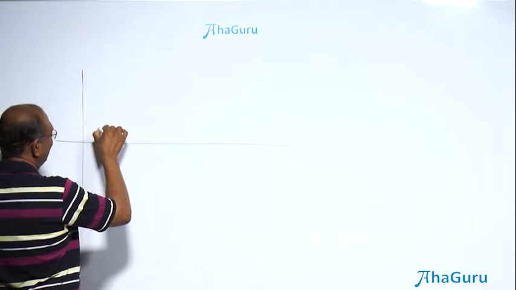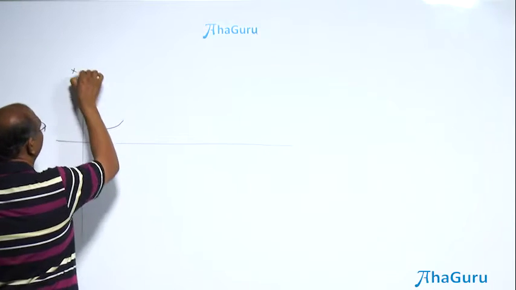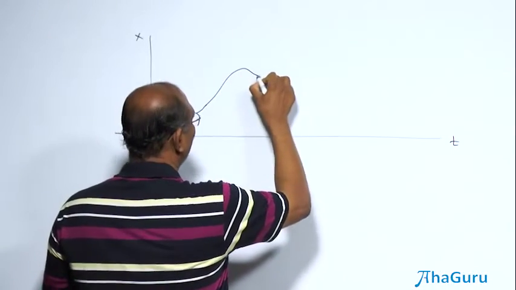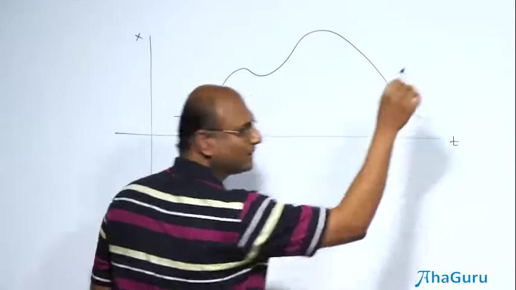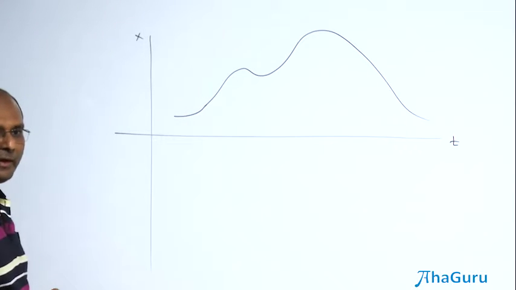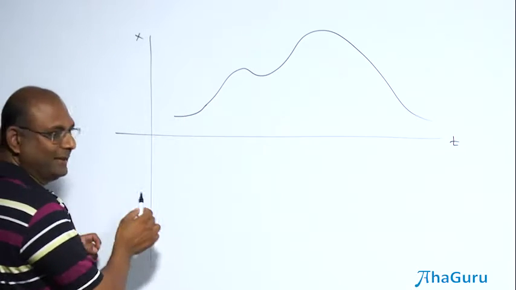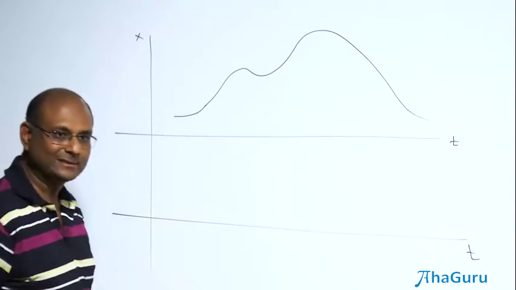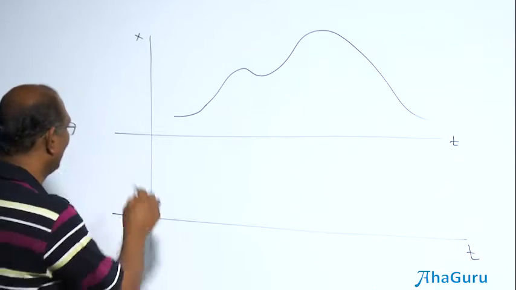So I'm going to start like this. This is the xt graph. I'm going to start like this, go up. Okay. Now if I want the v, I'm going to do the same thing here. So we'll take the same times and we'll take the thing below and say that this is v.